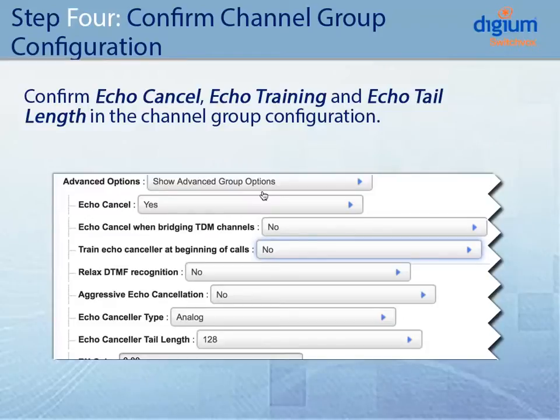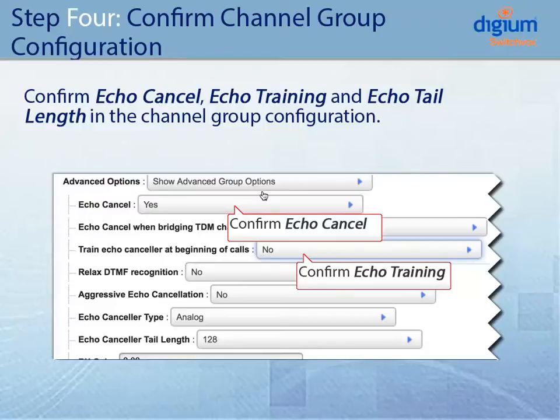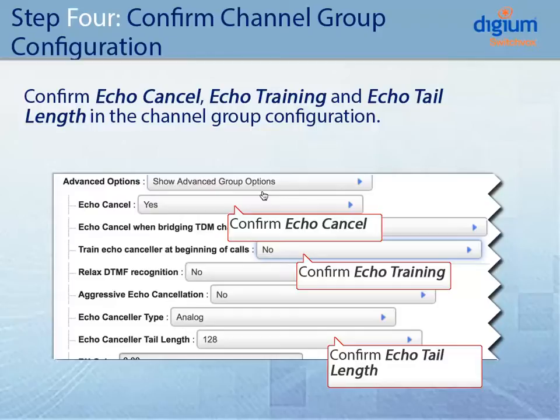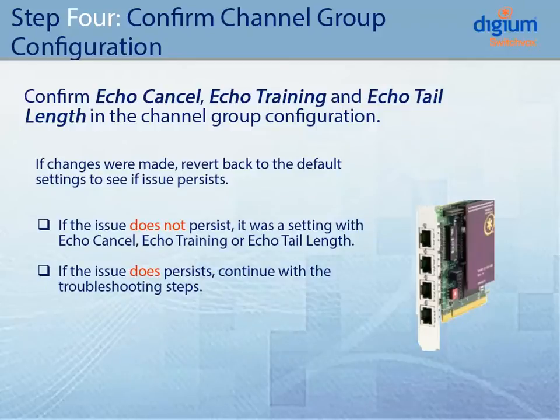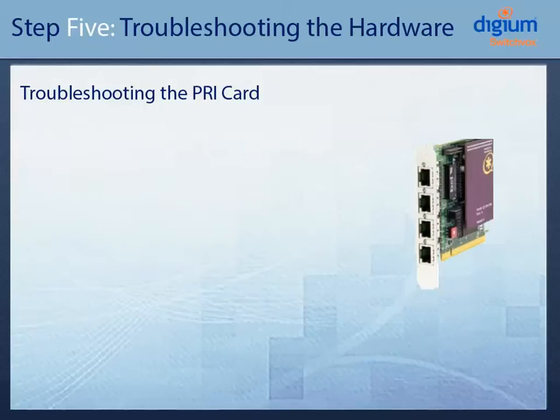In step 4, you will now need to confirm that the settings for echo cancel, echo training, and echo tail length in the channel group configuration are set to default settings. If changes have been made, revert those changes back to the default settings. Then continue with your troubleshooting steps and place a call to see if that alleviates the issue. If it alleviates the issue, then it was just a setting within your channel group configuration. If not, then you need to continue with your troubleshooting steps and check the hardware.